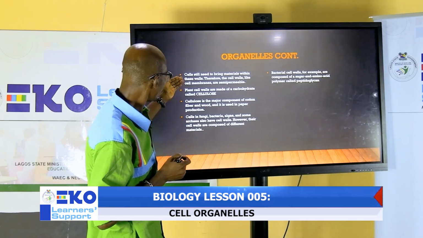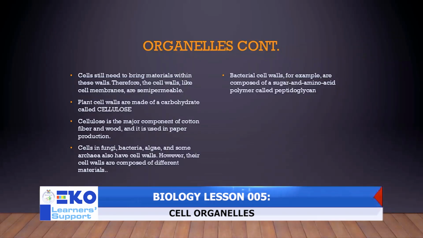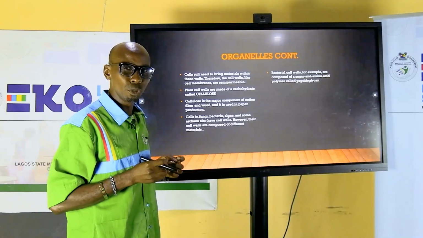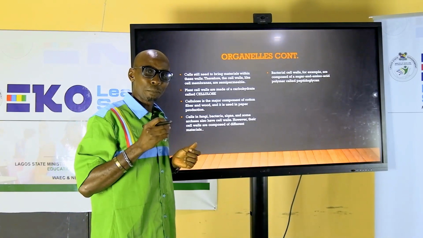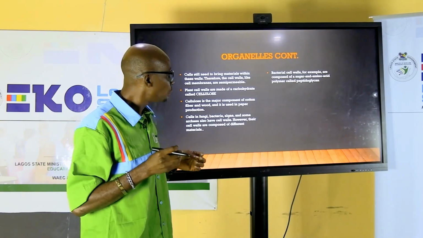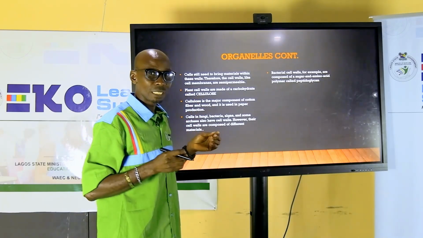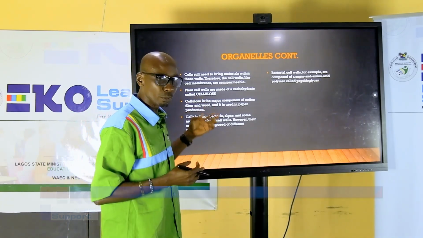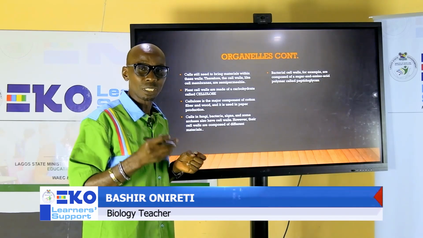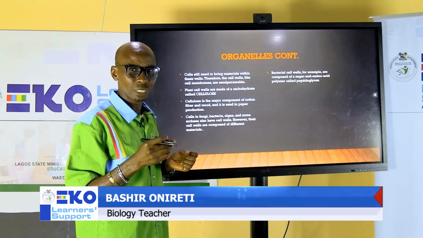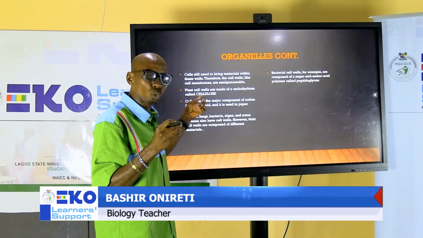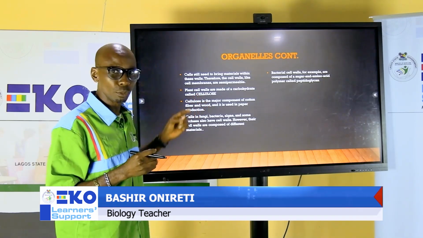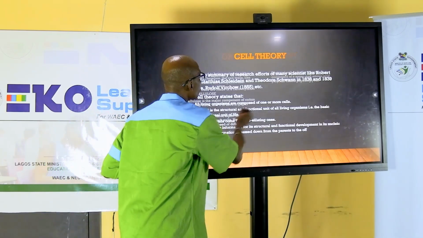Now we continue with the cell. Cell wall is made up of cellulose. Cellulose is a large carbohydrate that is only found in plants. The animal type of cellulose is glycogen. That is the animal carbohydrate that is closely related to the cellulose in plants.